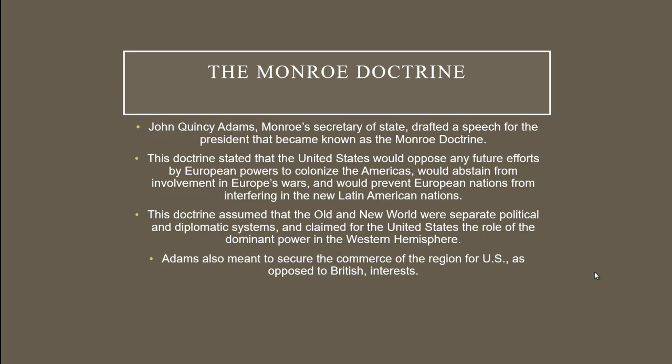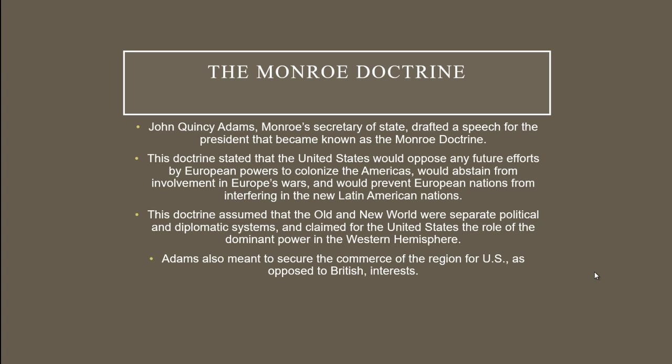John Quincy Adams, Monroe's Secretary of State, feared that Spain might try to regain its former colonies, and in 1823 he drafted a speech for the president that became known as the Monroe Doctrine. This doctrine stated that the United States would oppose any future efforts by European powers to colonize the Americas, would abstain from involvement in Europe's wars, and would prevent European nations from interfering in the new Latin American nations.